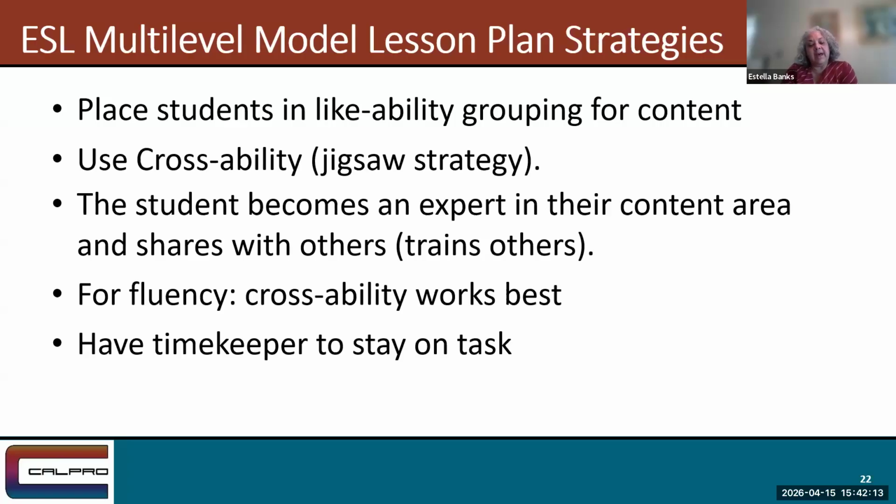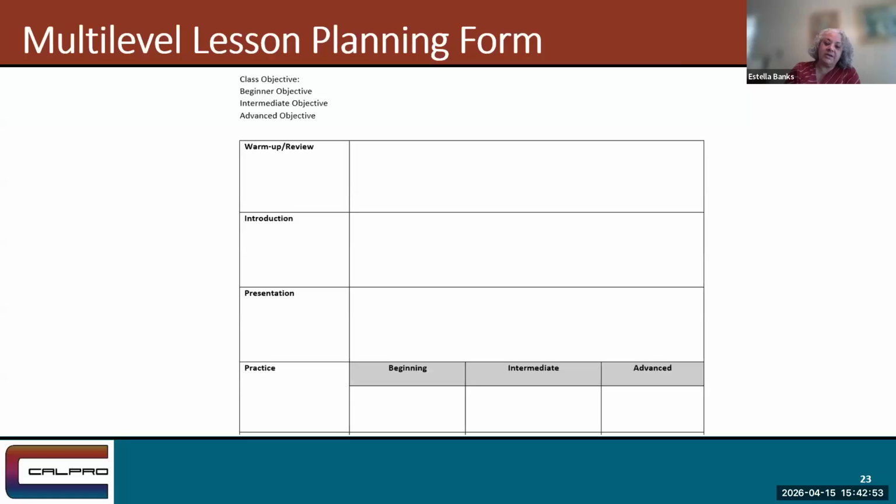So with a multi-level ESL lesson plan, you're going to put your students first into like-ability groups for the content. You'll use the cross-ability groups for students to be able to become experts in their content area and then share with the others. You also use cross-ability groups for fluency. You also want to ensure that you're giving your students roles, especially in any group setting, but for sure, make sure that the role that you've assigned to a student in a cross-ability group matches their abilities, right? So the timekeeper could be the easiest one for a lower level student to do.